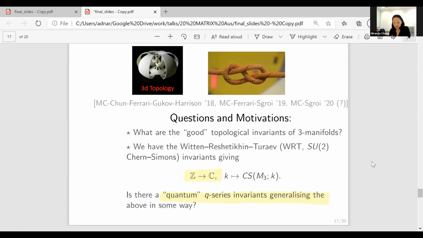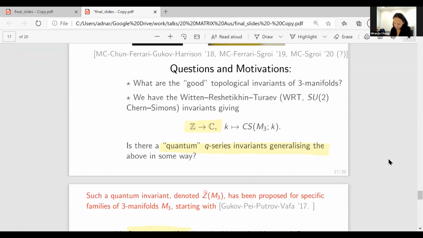And we have, for instance, the so-called Chern-Simons or Witten-Reshetikhin-Turaev invariant, which is a function that defines the integers, which are the levels of the Chern-Simons, if you want. And is there also a quantum q-series invariant generalizing these Chern-Simons invariants, just like in the story of knot polynomials, we have q-series invariants, which we then hope to categorify in some way.